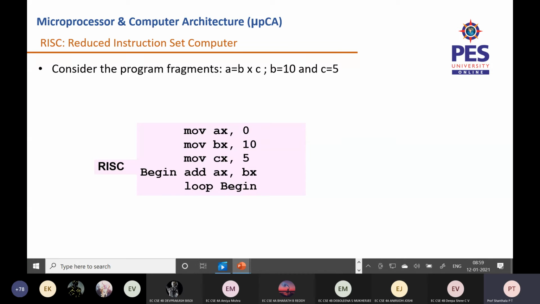So how many lines do I have here? Here we have 5 instructions. For this, in the CISC machine, we'll have only one instruction.